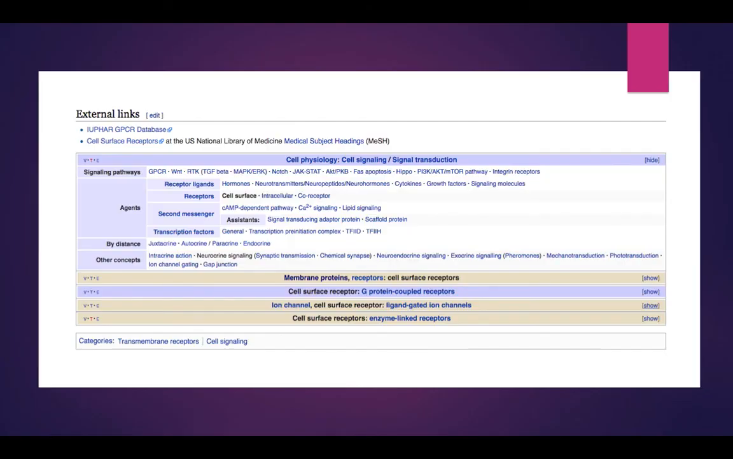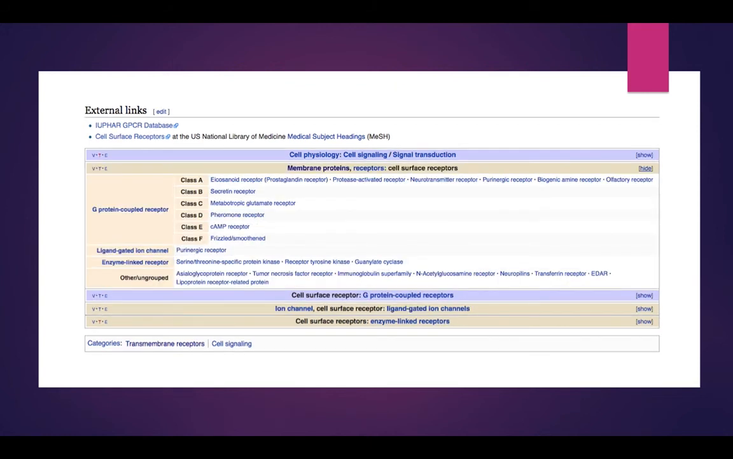This is at the bottom of Wikipedia pages. We have these links that are organized. And we can see here it's chunked out. If you look at the agents, we have receptor ligands, receptors, second messengers, and transcription factors. So those are the 4 players in cell physiology, which is what this is for, and signal transduction.